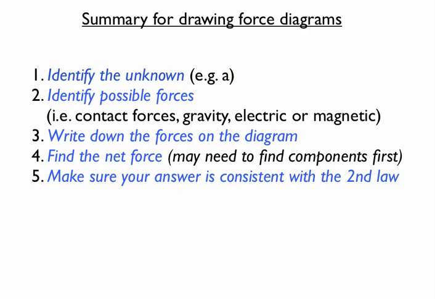So here's our summary for how we draw these force diagrams. We start off by identifying the unknown. In both of these examples, it was the acceleration. Then we look for the possible forces just by thinking about what objects are in contact with the block in this case and what long-range forces should be applied. And then we write down the forces on the diagram and we use those forces to find the net force. The very last step is we have to make sure that our answer is consistent with the second law. That is, that the net force we get by putting in F equals ma gives me the same answer as the net force that I get by adding all the forces on the diagram.